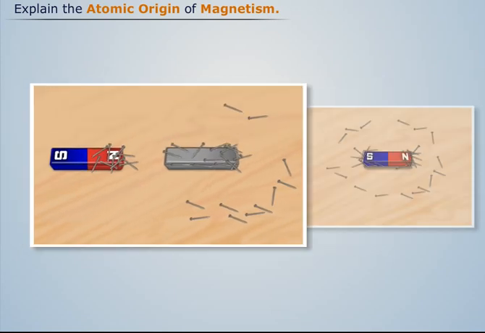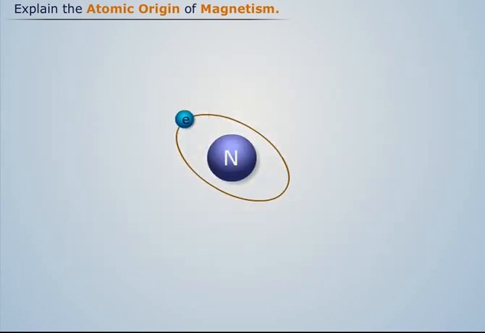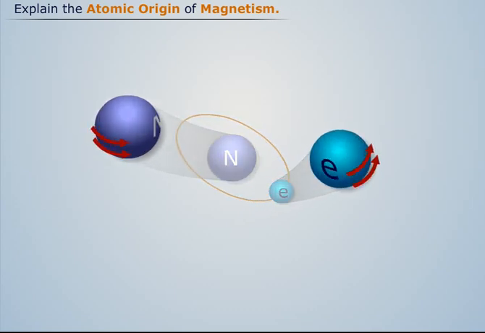To understand this, let's analyze the material at an atomic scale. We know that an atom consists of a nucleus, surrounded by electrons that revolve around it. And the electrons and nucleus also rotate about their own axis.